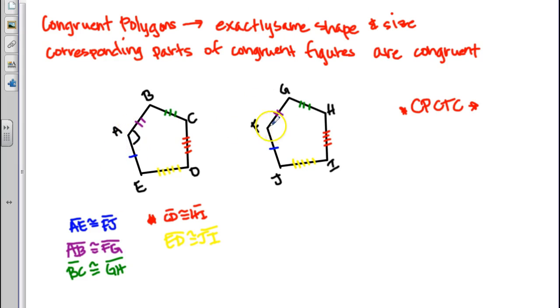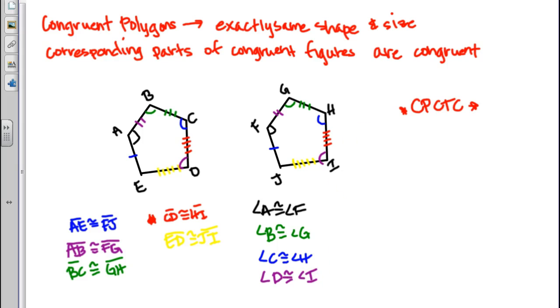So angle A is congruent to angle F. Notice on the sides we use two letters. On the angles, we can get away with just using one letter because there's only one angle with that vertex. So angle C and angle H, if you want to pause the video and finish, you sure can. Angle D and angle I. And the last one, angle E and angle J.